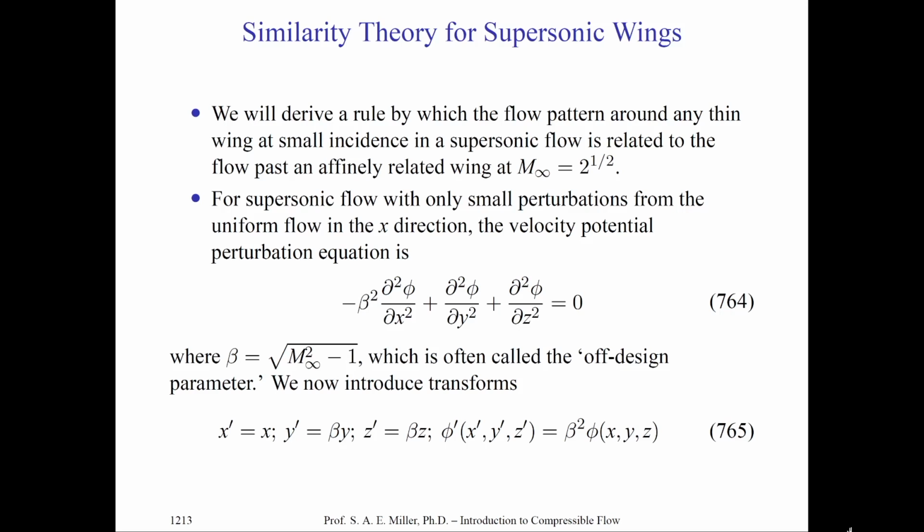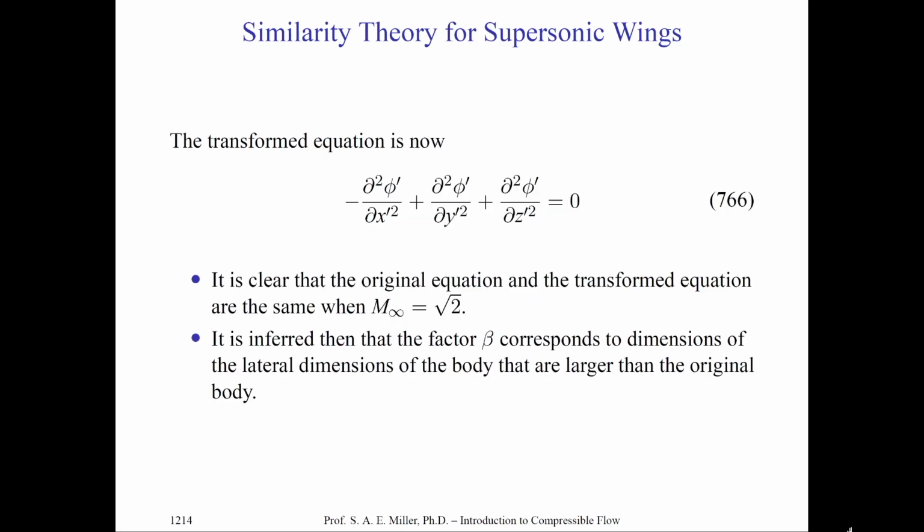Here we'll introduce a parameter beta, which is a non-dimensional parameter which we call the off-design parameter. We'll write beta equals the square root of m infinity squared minus 1. And now we define m infinity as being 1 or larger. We can now introduce transformed coordinates, and we'll let x prime equal x, y prime equal beta y, z prime equal beta z, and phi prime of the arguments go as beta squared phi. And so we are now working in transformed coordinates. Our transformed equation, through this careful choice, is now negative partial squared phi prime over partial x prime squared plus partial squared phi prime over partial y prime squared plus partial squared phi prime over partial z prime squared.